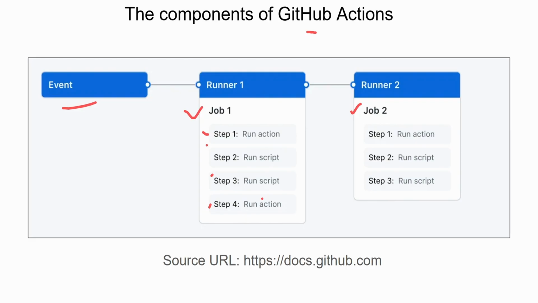Then we have actions. These are reusable pieces of code that help you to do common tasks like setting up Terraform or connecting to Google Cloud services. Finally, we have runners. These are the machines that actually run your jobs.